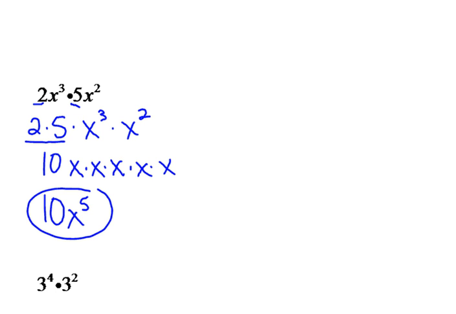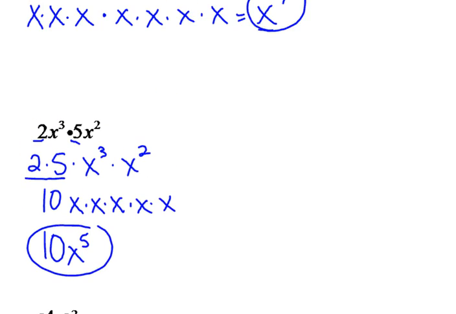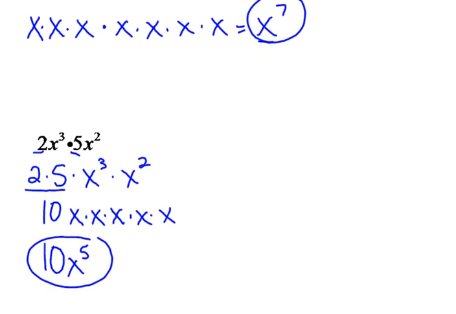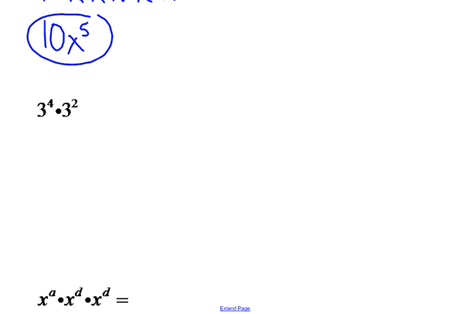Do you notice a pattern with what's happening with our exponents? We had x cubed times x squared, and we got x to the 5th. On the one before, we had x to the third and x to the fourth gave us x to the 7th. You notice what's happening? We're adding our exponents. When we have 3 to the 4th and 3 to the 2nd, if we add our exponents, that would give us 3 to the 6th.